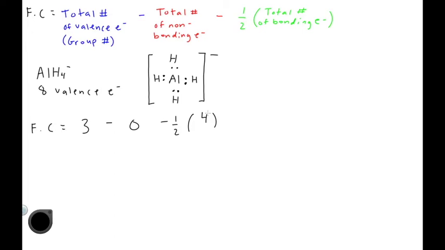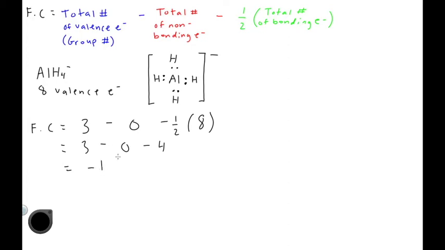So actually make that 8, because there are 8 electrons participating in bonds, right? So 1/2 of 8. So now let's go ahead and do the math. So we have 3 minus 0 minus 1/2 of 8, which is just 4. And so 3 minus 0 minus 4 is the same as 3 minus 4, which is -1.